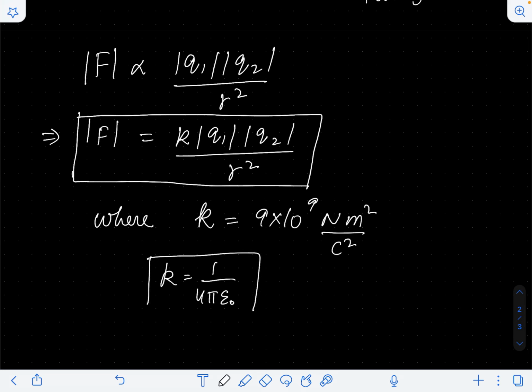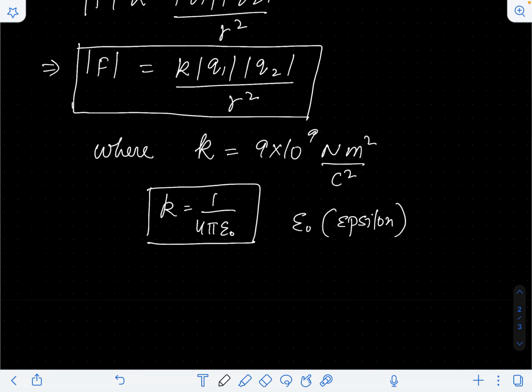This is its value in free space. The 0 as a subscript in epsilon naught denotes that this value is in free space, or we can say in air. If the medium between the two charges changes, then its value also changes. Then we will not use 9 into 10 raised to power 9. The value will be different according to the medium between the two charges.